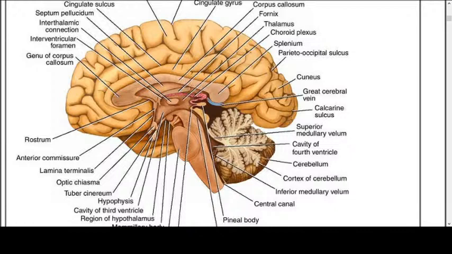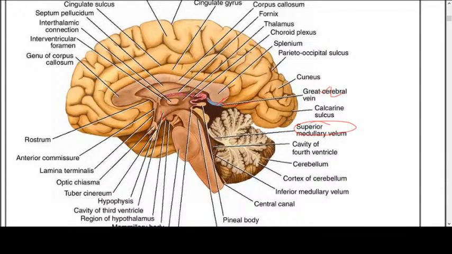Just below the corpus callosum there is a fornix, and this is the interthalamic connection. It connects both of the thalamus. The thalamus, however, in this person is transected. And this one is hypophysis, and this one is rostrum. This is the great cerebral brain. This one is superior medullary velum.